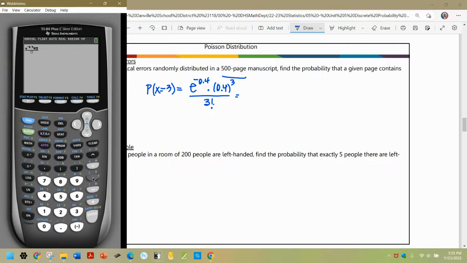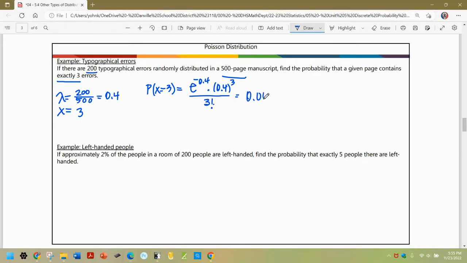Then I need to multiply it by 0.4 to the third power. Then I can go to the denominator and do 3 factorial, and then hit enter. To 3 decimals, it says 0.007.